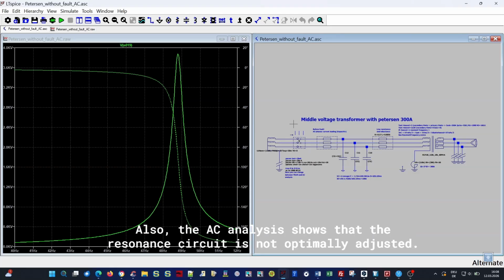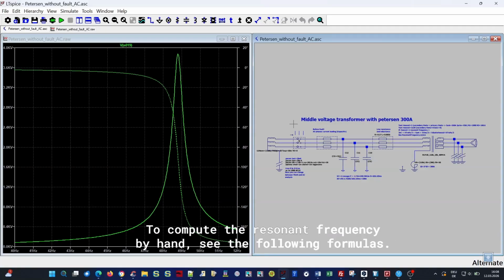Also, the AC analysis shows that the resonant circuit is not optimally adjusted. To compute the resonant frequency by hand, see the following formulas.